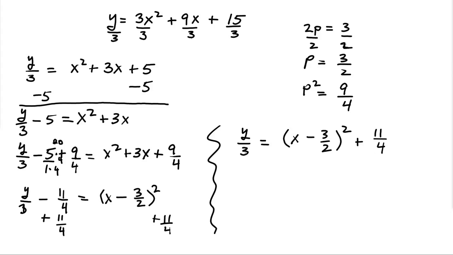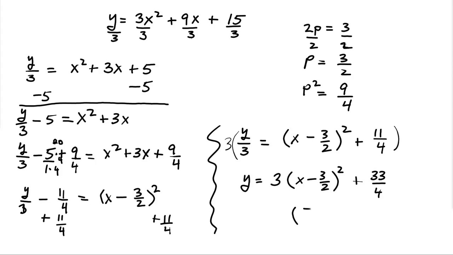And then I had to divide by 3 in the first step, so that means I have to multiply by 3 in the last step. And so I get y equals 3 times this plus 3 times 11 fourths, so that's going to be 33 fourths. Now I'm in my vertex form, and I can read off my vertex. That's going to be 3 halves, comma, 33 over 4.